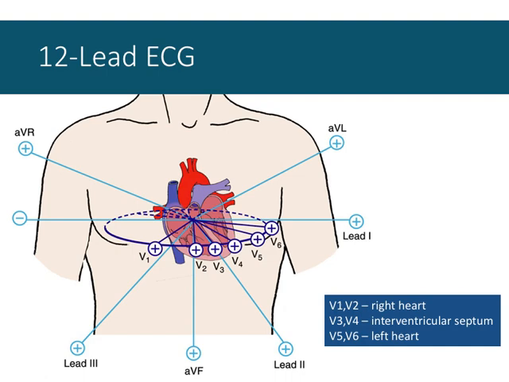And this might be a bit easier to reconcile on this slide, where if I'm looking through V1 and V2, the last thing I see is electrical potential moving away from me in the lateral wall. I'm going to look for a large negative deflection. And trust me, it's coming up.